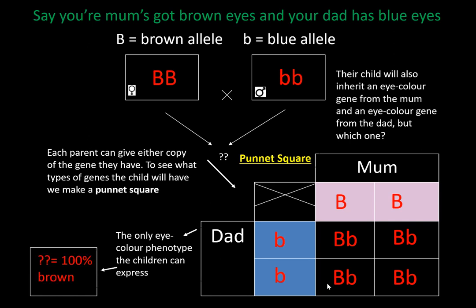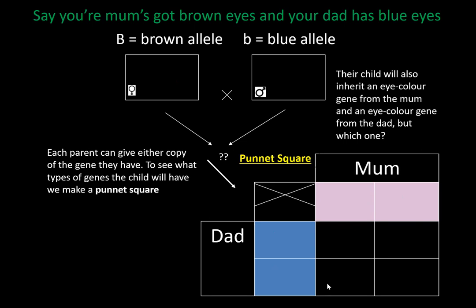Okay, let's look at a second example. So this time the mum has got brown eyes and the dad has got blue eyes. So the same phenotypes, but this time the genotype is different. The mum is heterozygous, okay? So she's got big B, little b. And again, the dad having blue eyes can only have the homozygous recessive form, little b, little b.